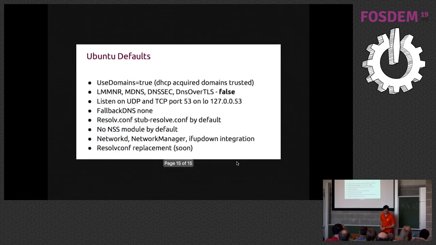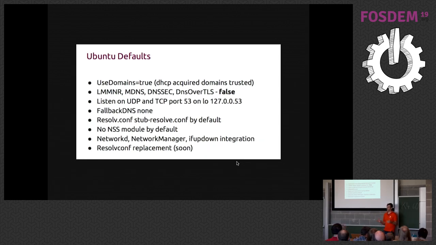Ubuntu defaults: we do trust the domains that we've acquired over DHCP by default, because that makes things work in cloud contexts a lot. But if you're paranoid or you don't trust that, you probably would want to disable that. You can enable DNSSEC, you can enable DNS over TLS, and you can enforce it.